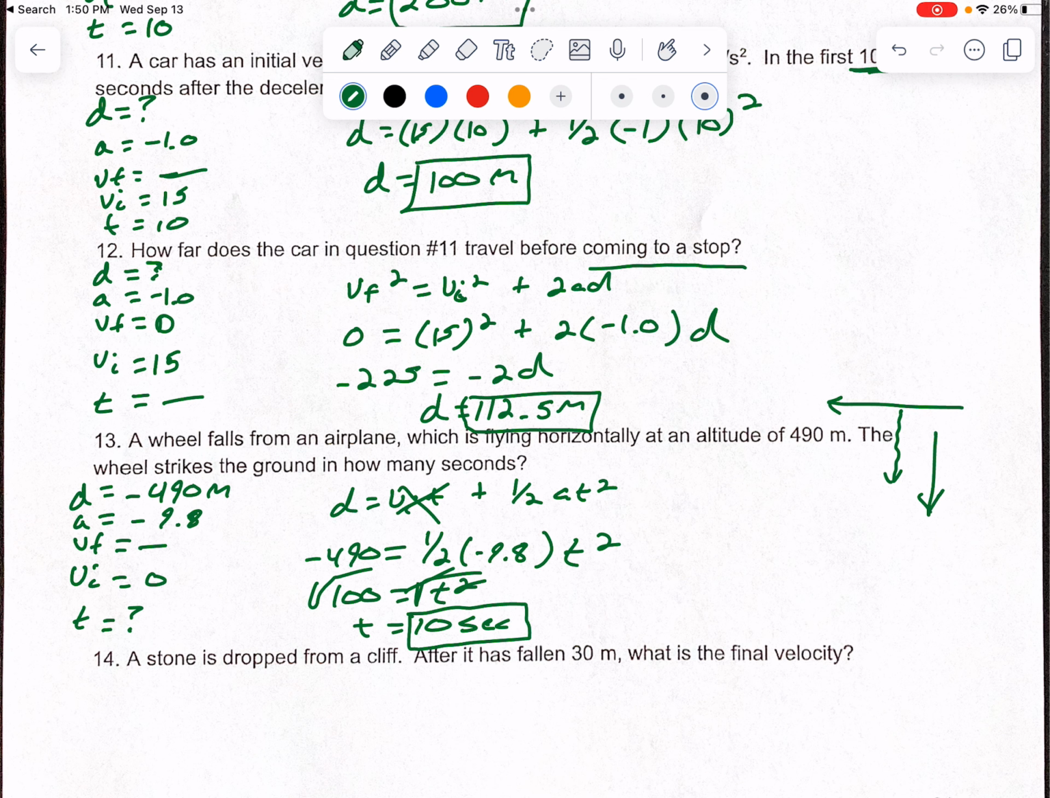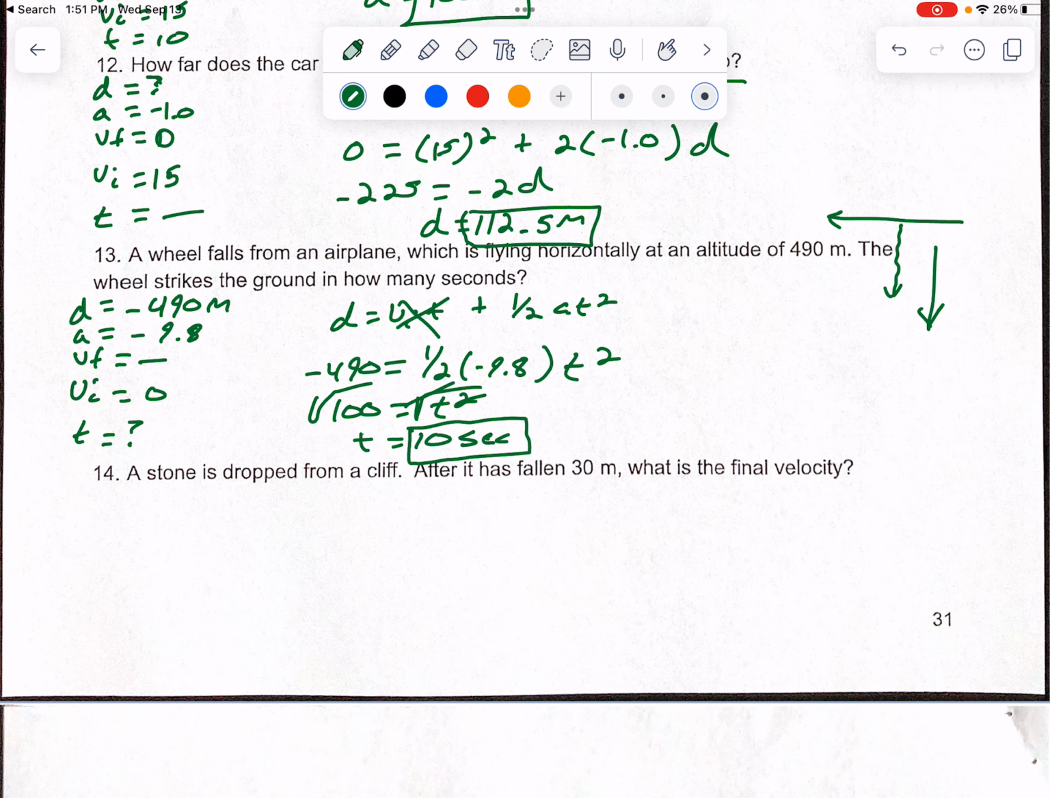So for anything that's going down, like if you're falling down, the distance is going to be negative, the velocity is going to be negative, so anything going down is going to be negative. That's why gravity is always negative, because even if you're going up in the air, it's always still pulling you down. So that's the direction that acceleration is going.